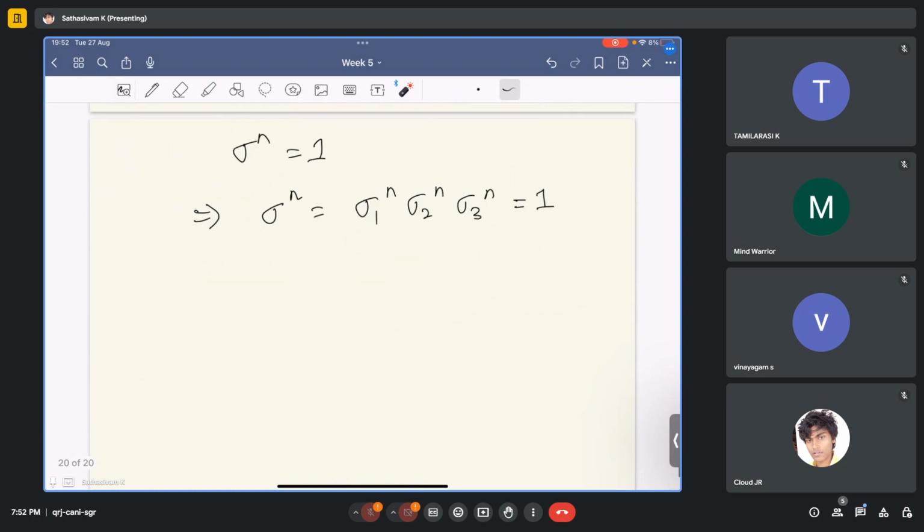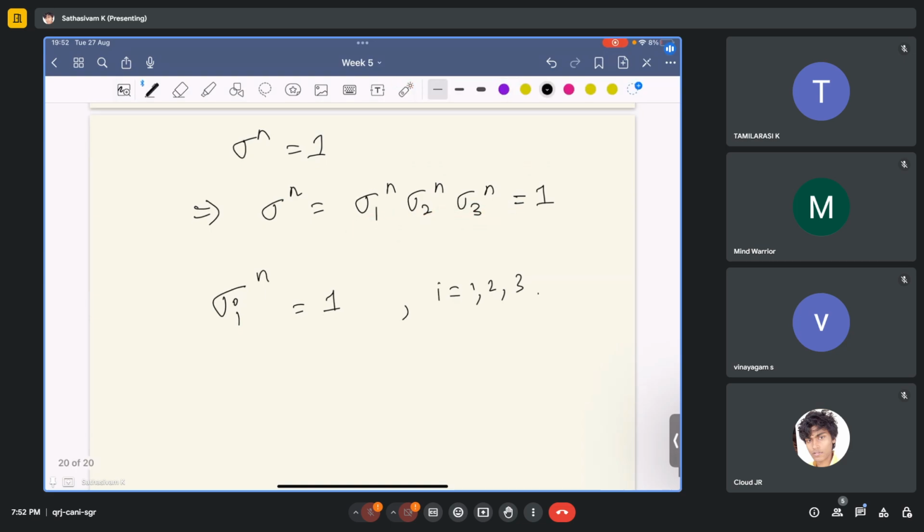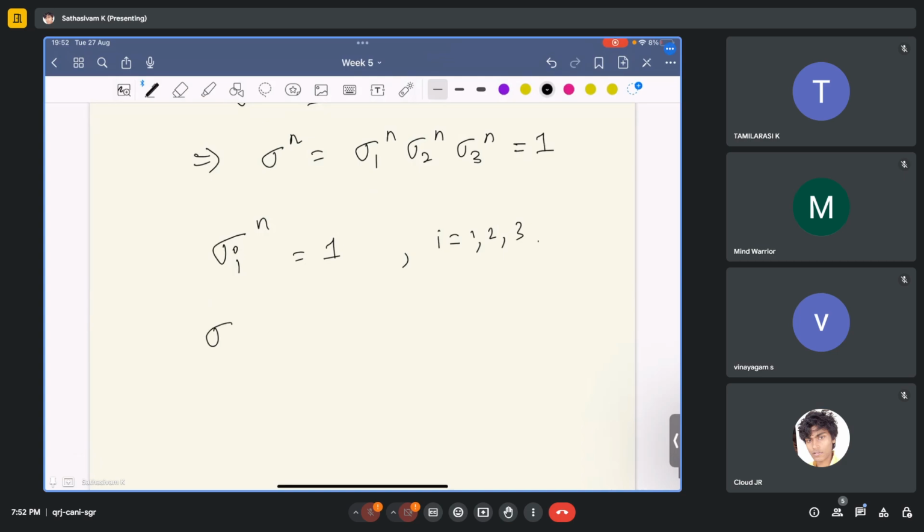So that means this is identity, and since these things are distinct, what we can prove is sigma I power n is equal to identity for I equal to 1, 2, 3. All of these things are identity separately. But what we know is Ri is the order of sigma I, right?